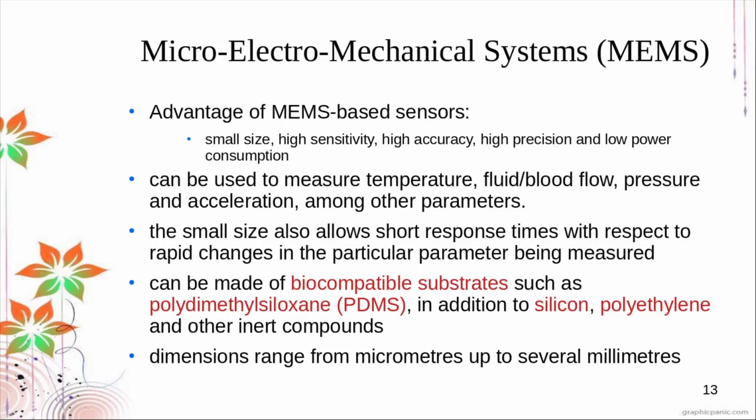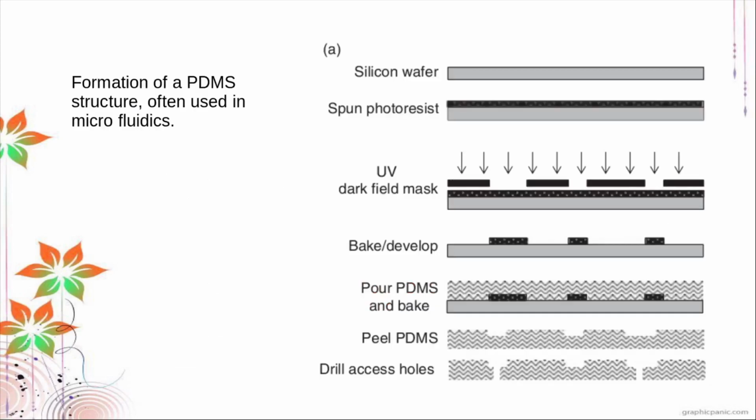So they can be made of biocompatible substrates such as PDMS or polydimethylsiloxane, in addition to other materials such as silicone, polyethylene, and other inert compounds. Now, especially for biomedical devices, the activity of the compounds when they interact with the biological environment is highly important because there might be a possibility of adverse reactions or adverse immune effects, especially for devices that come into contact with the body. So the dimensions of these MEMS devices range from micrometers up to several millimeters.